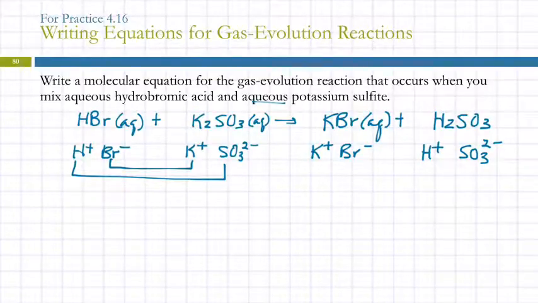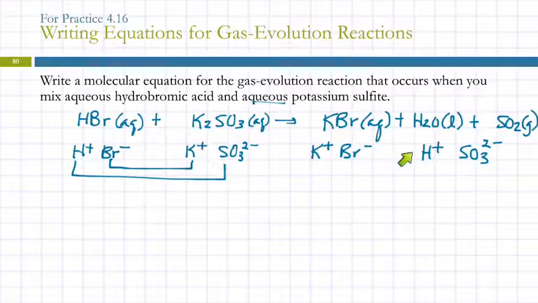And your brain should go, ding! That's one of those three things that's unstable. It makes a gas. So I need to take a water off and write down what's left. So that's going to be H2O, liquid, plus what's left is SO2. And that's going to be the gas. Gas evolution reactions often have this happening where we have a polyatomic ion and it did come apart.